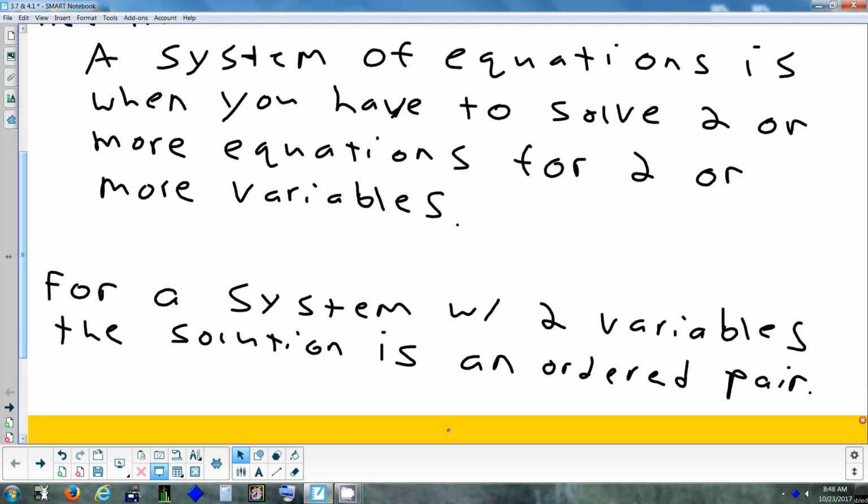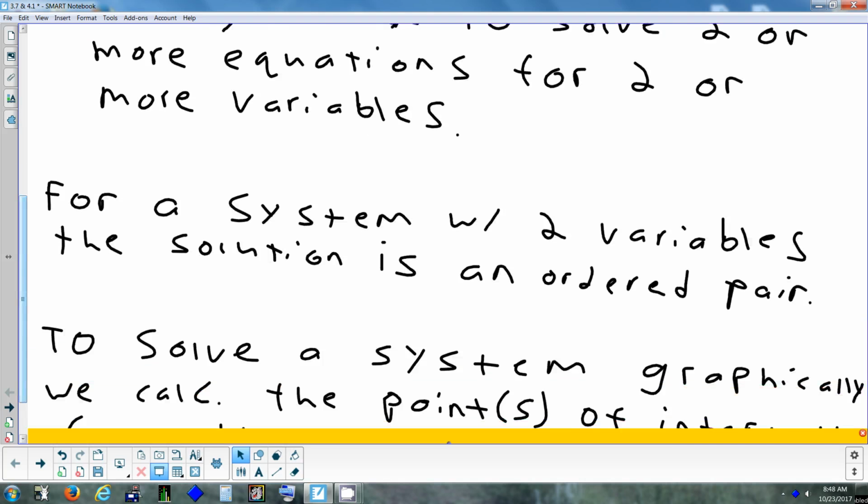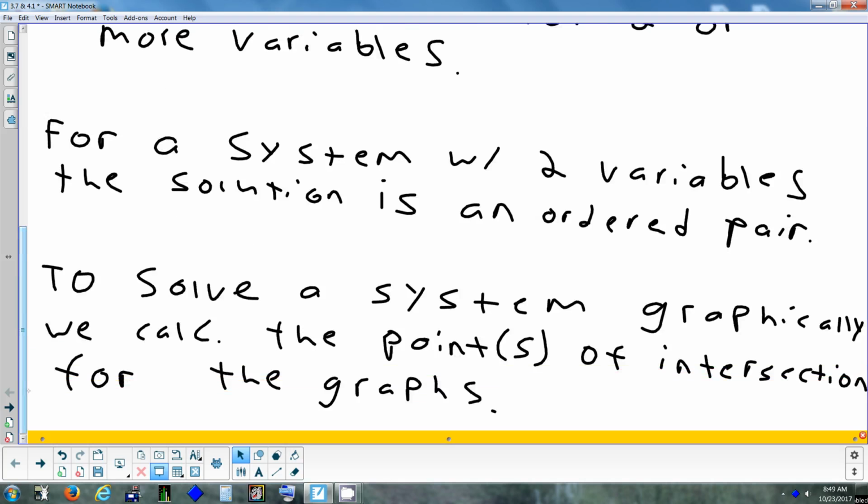But if we are going to stick with just two variables, generally you have to find an x and a y value because you're looking for a location. Okay? And that's an ordered pair. So the solution of a system with two variables is a coordinate. So just make sure you always write both the x and the y. And graphically, we just said that the solution is the point of intersection.